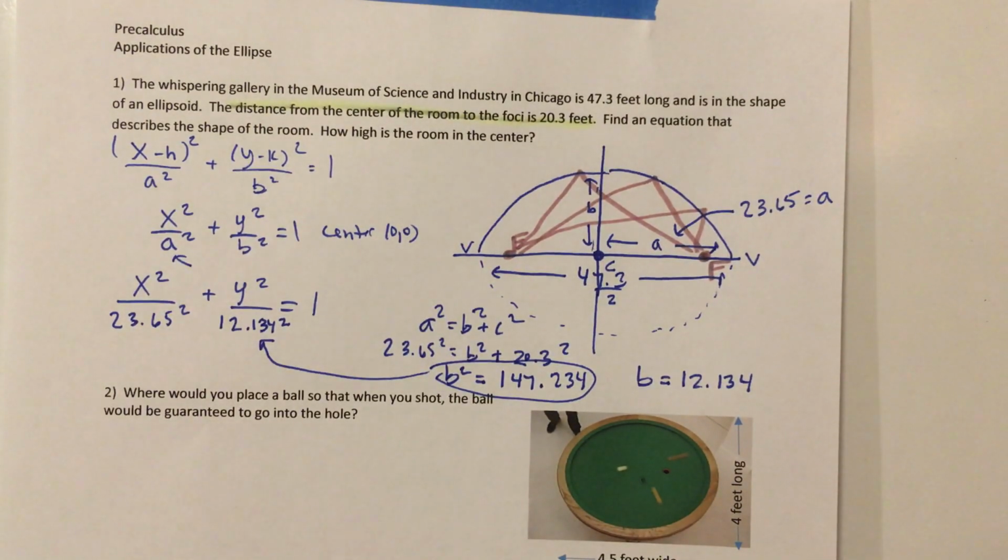Okay, so hopefully you understood that. Go back and watch it again if you need to. So that's an example of a problem where you're given the focus, you're given one of the widths, and then you need to find the height.